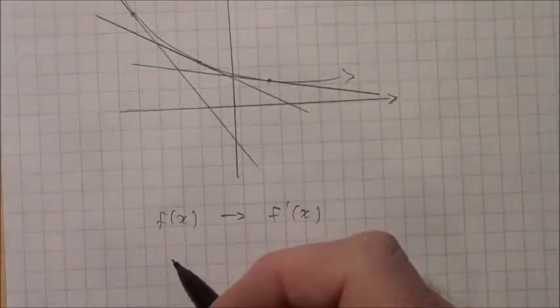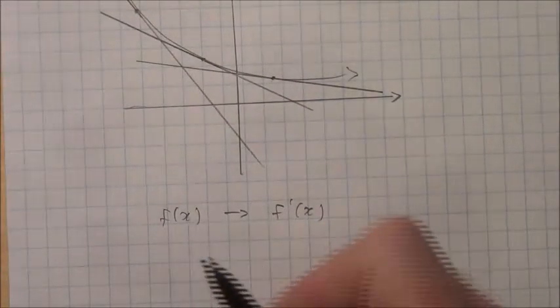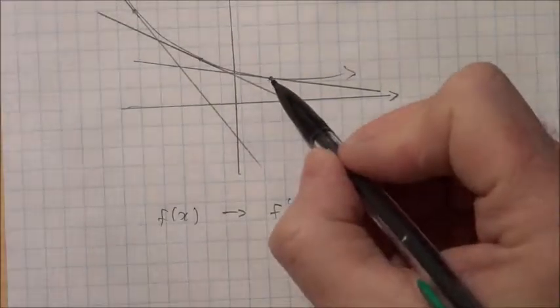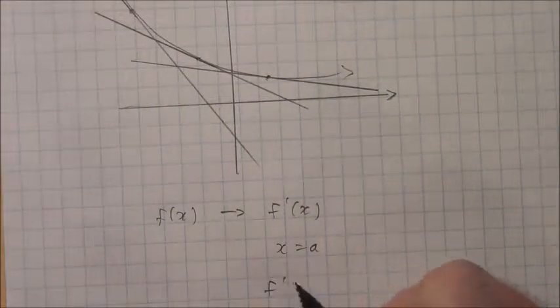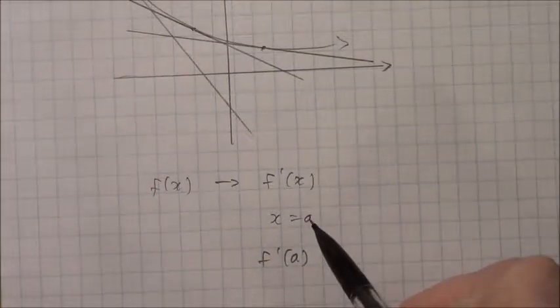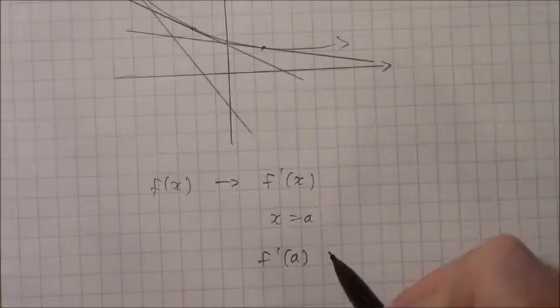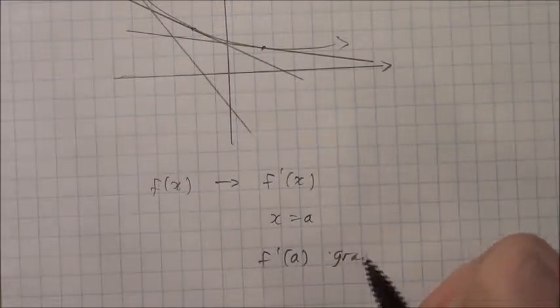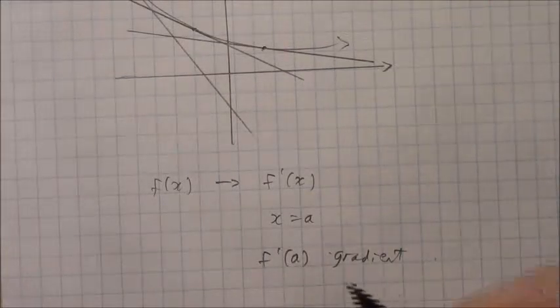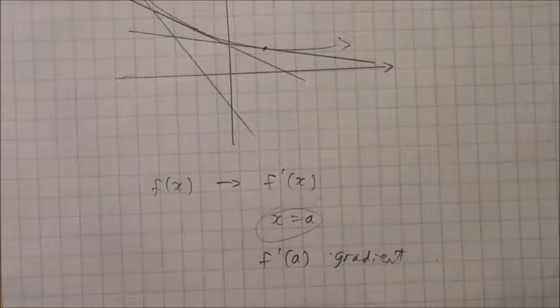And if you have f prime of a, suppose x equals a, so the point of tangency would be a here, then f prime of a, the gradient function evaluated at that point a, the x value of a, is going to be the gradient of the tangent at the point where x equals a. Okay, so let's take a look at a little example along here.